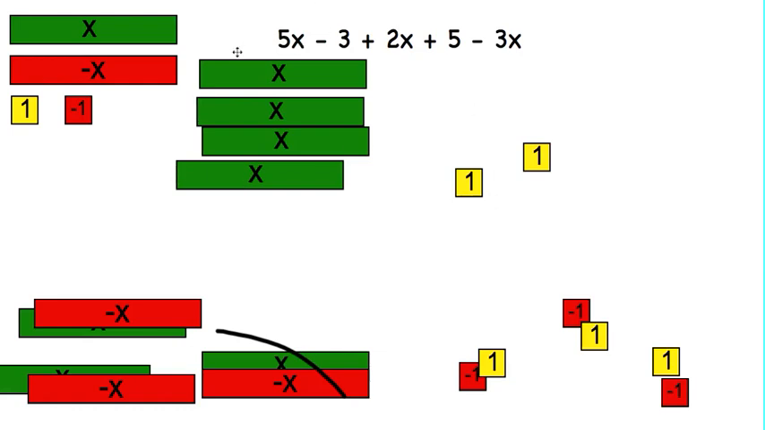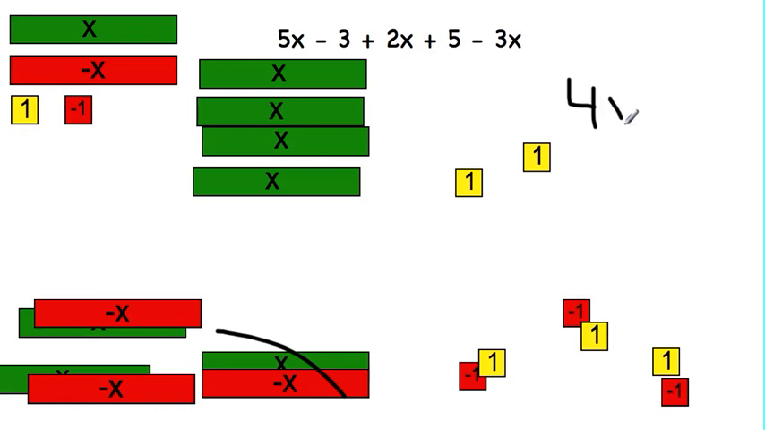So what we have left here are the ones that are not zeroed out. So now we can add them to find out what we've got total and simplified. So here we have 1, 2, 3, 4 x's and then 2 ones. And they're positive, so we'll say plus 2.